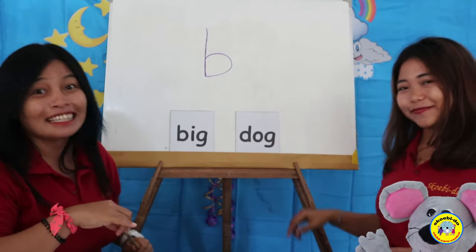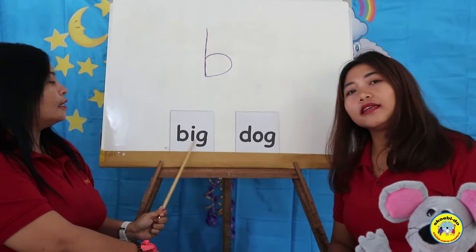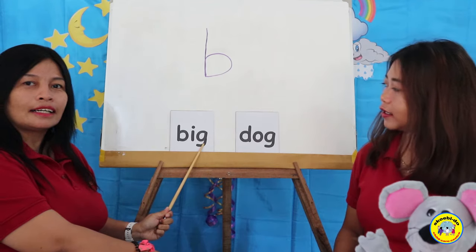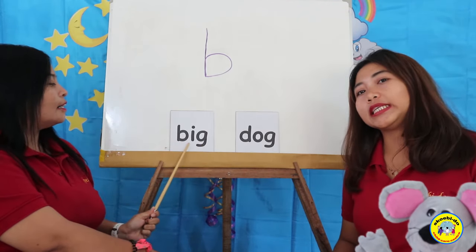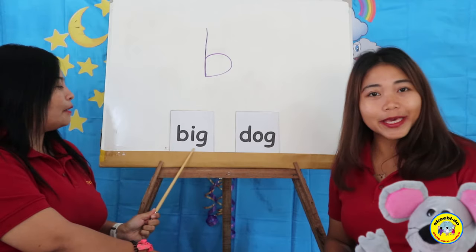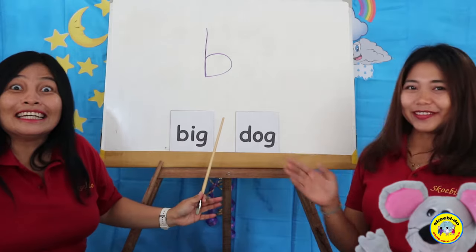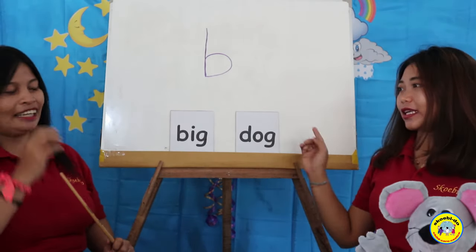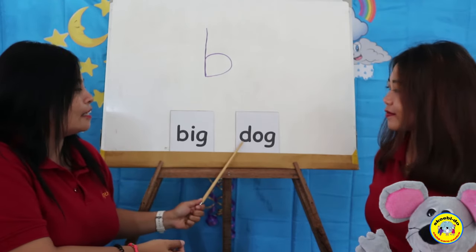Yes. Come on, kids. Let's try again. B. E. G. B. E. G. Big. Big. Big. Yes. Now the second word, all kids, all eyes on this, please.